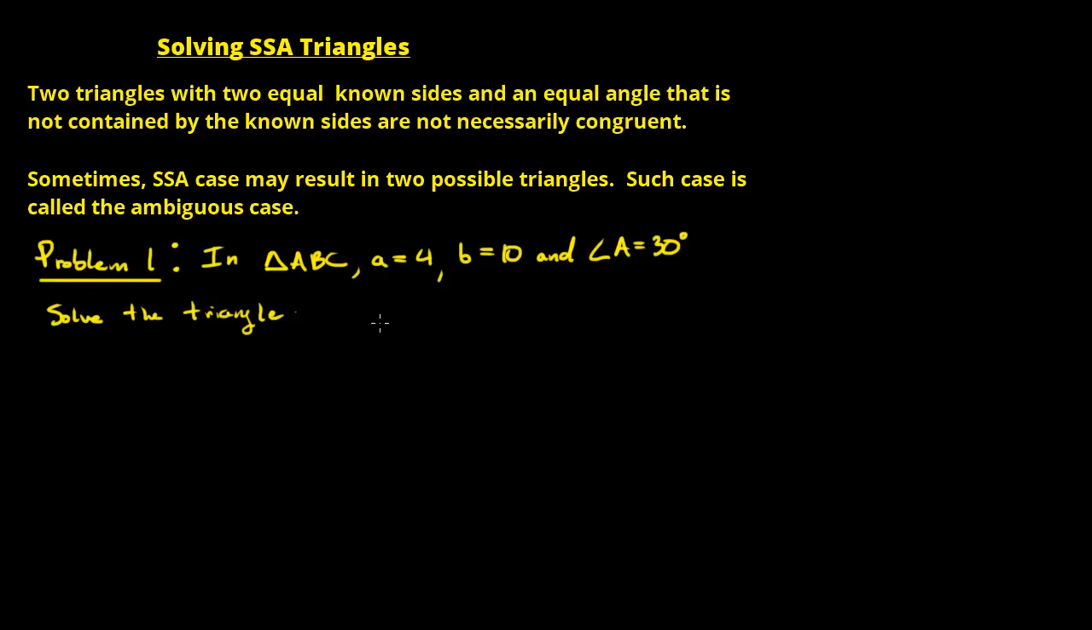Hi everyone, in this video we look at solving side-side angle triangles. Now, something to note is that two triangles with two equal sides and an equal angle that is not contained by the two known sides are not necessarily congruent. Sometimes the side-side angle case may result in two possible triangles, and such a case is called the ambiguous case.